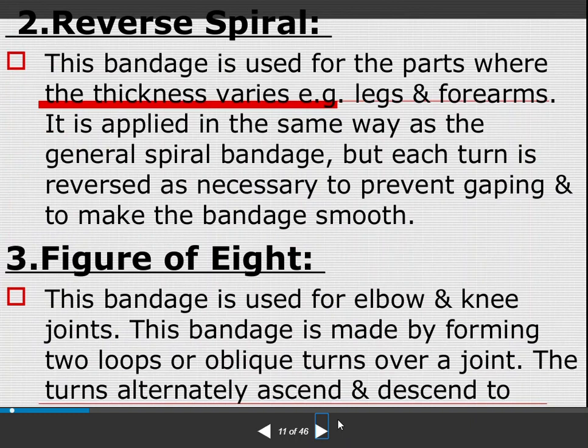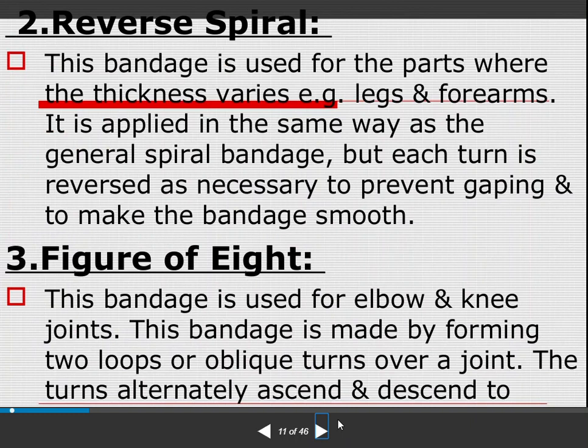For example, if we see our leg, the thickness of the leg is not the same for the whole leg. So it is different, and it is applied in the same way as the general spiral bandages, but each turn is reversed as necessary to prevent gapping and to make the bandage smooth. Because the thickness varies, there are chances of gapping. So the gapping can be removed by a reverse turn of each bandage.